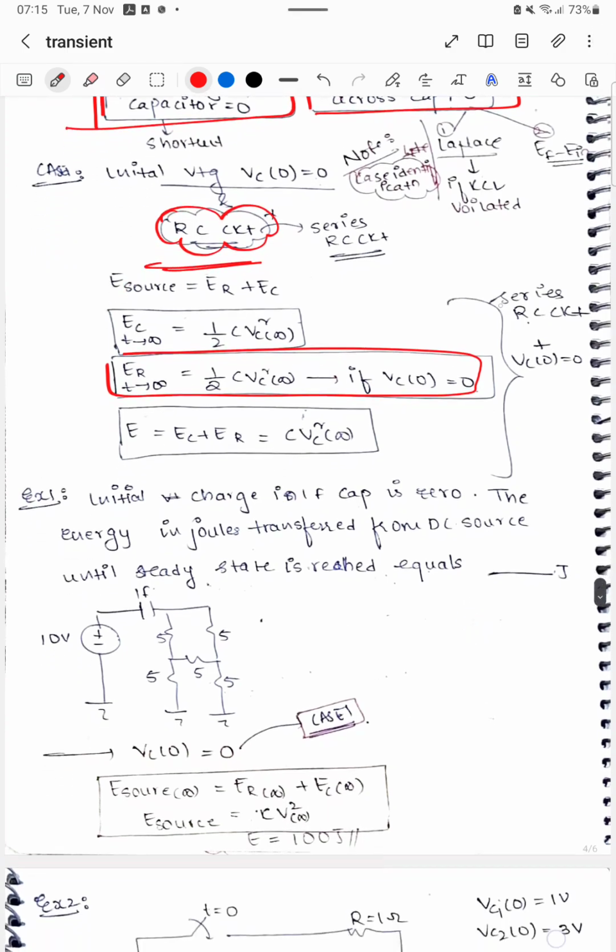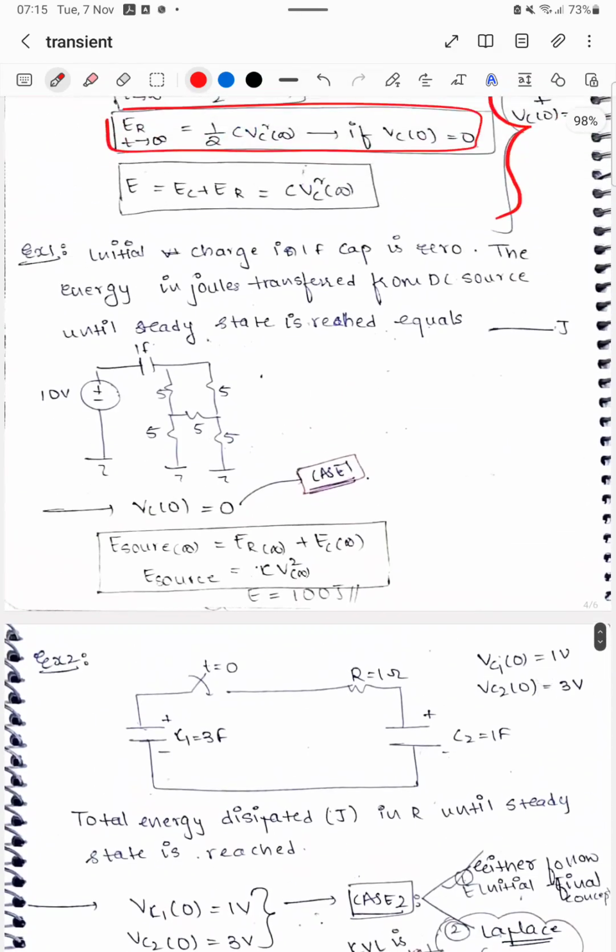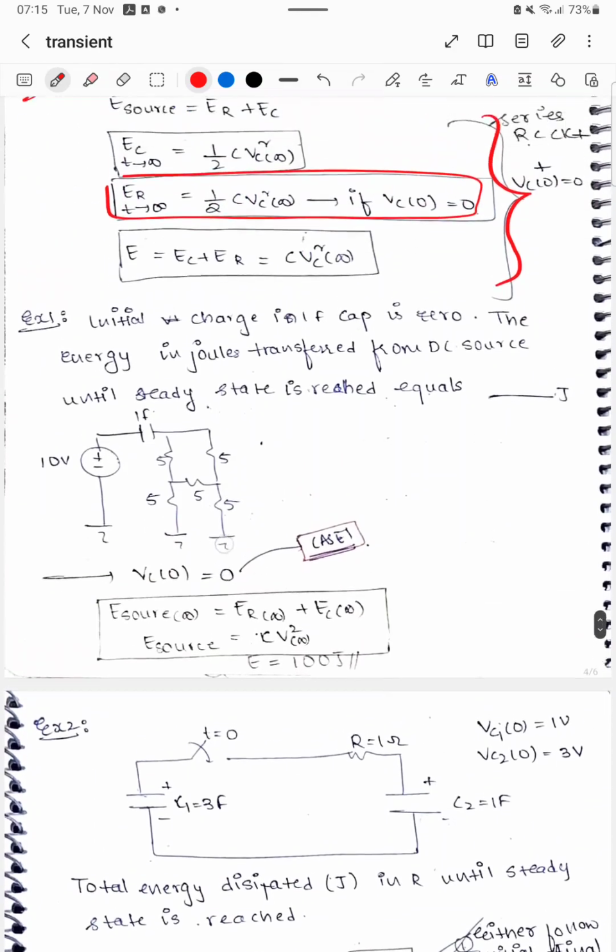This is a very important property, you'll get many questions from this. This is valid only for a series RC circuit with initial VC, that is VC(0+), equal to 0. Very important. Now an example with respect to that: the initial charge is, let's say, 1 farad is 0, so VC(0) is 0, and that is nothing but model 1, case 1.